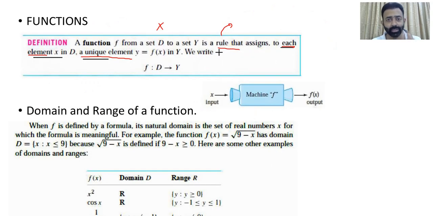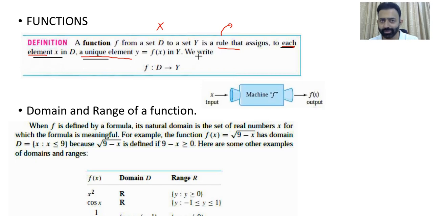Okay, so there must be one input. There cannot be multiple. Again, I'm saying there must be a single output for each and every value of the input. There cannot be multiple outputs for a single input, meaning one to many is not allowed.